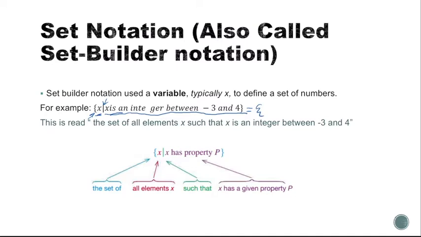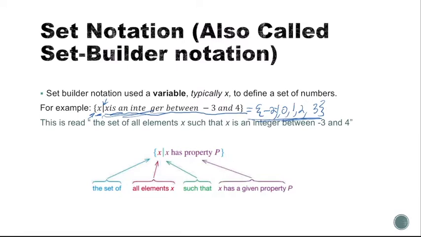We could also list all the elements. So the integers between -3 and 4, not including -3 and 4, would be -2, -1, 0, 1, 2, 3, right? This would define this set.